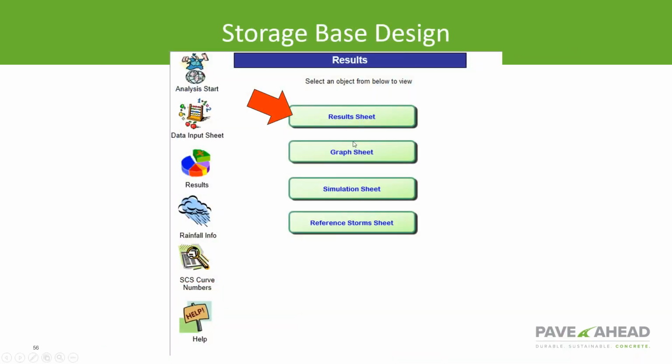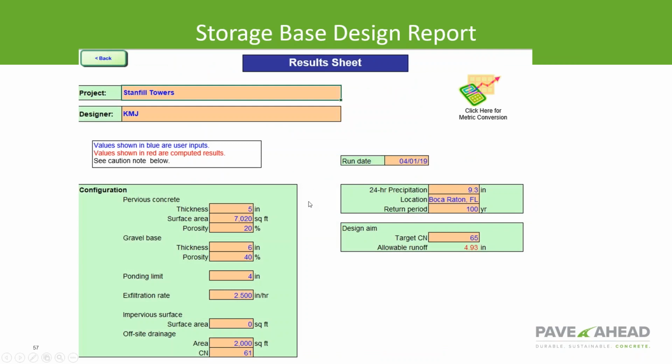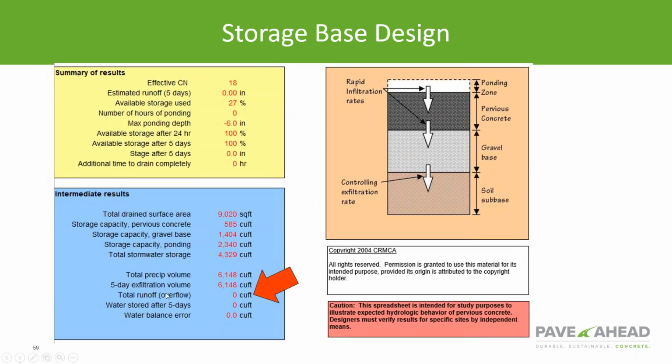Then also, you can go to the results sheet. And in the results sheets, I had to break this up so you can see it. The top part of it is just the initial information that you input, and that'll be in the green. When you get down to the bottom on the summary results, when you look at maximum ponding depth, -6, that means it's 6 inches below the top of my concrete. I had 5 inches of concrete, so now I am in my stone layer. And if you look at total runoff, it's 0. That means my entire 100-year storm has been contained.